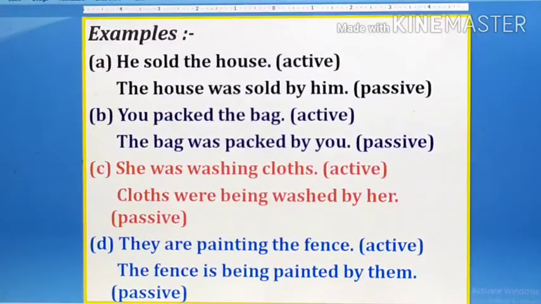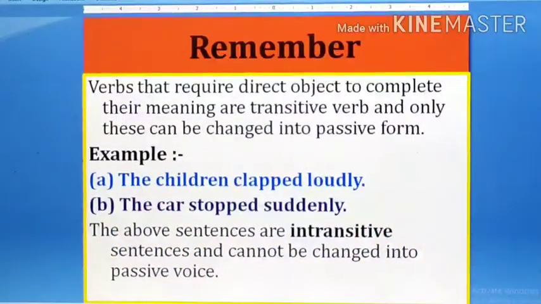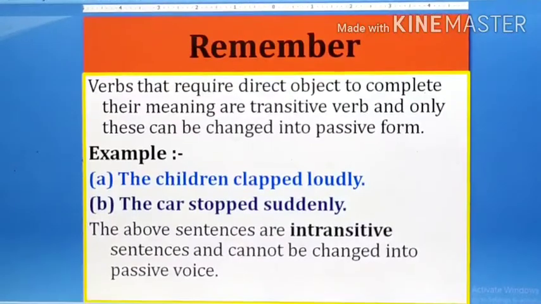Okay. Now next, we have to remember some things. Verbs that require a direct object to complete their meaning are transitive verbs, which we discussed in the previous video on transitive and intransitive verbs. When the verb requires an object to complete its meaning, it is a transitive verb. You might have remembered, and only these can be changed into passive voice.